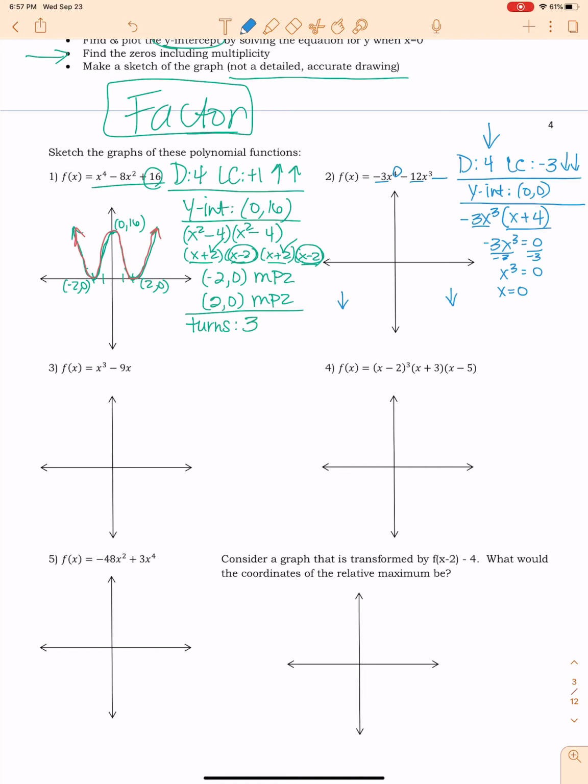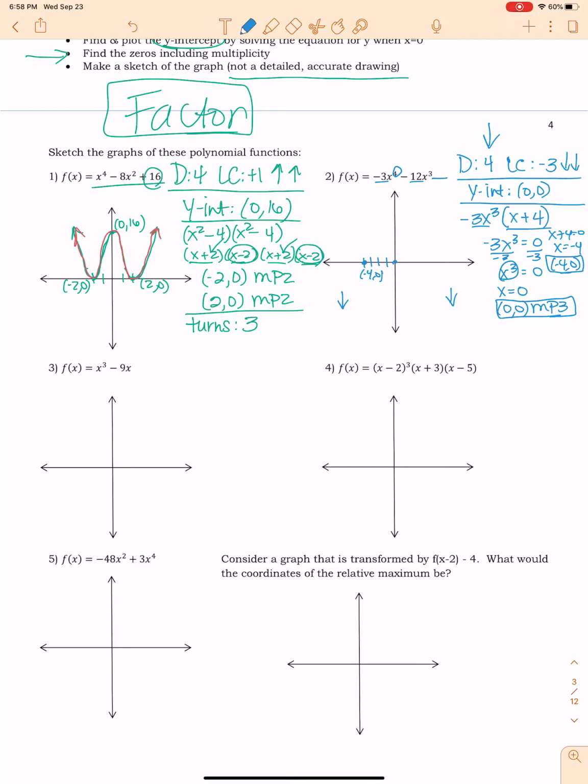Well, I know this x plus 4 over here, when I solve for it, I get x is -4. So that's one of my zeros right there. I need 3 other answers. Well, x cubed equals 0. There are 3 more answers at 0, 0. So it's got multiplicity of 3. Okay, that's how that works. All right, so the y-intercept goes through the 0, 0. I've got a value at -4, 0 right here.